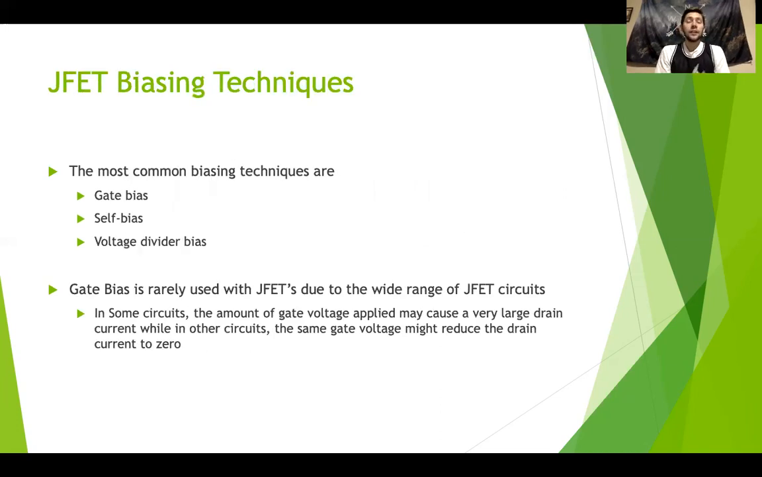Now we're going to talk about JFET biasing techniques. The most common biasing techniques are gate bias, self-bias, and voltage divider bias. Gate bias is very rarely used with JFETs due to the wide range of JFET circuits. In some circuits, the amount of gate voltage applied may cause a very large drain current, while in other circuits, the same voltage might reduce the drain current to zero. So it's not very stable, more for bipolar transistors.